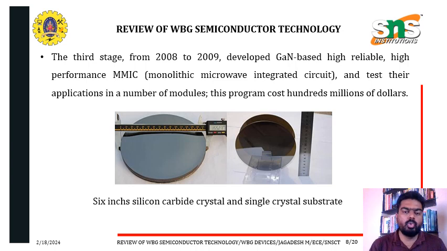The third stage, from 2008 to 2009, developed gallium nitride based high reliability, high performance MMICs, monolithic microwave integrated circuits, and tested their application in a number of modules. This program cost $100 million. A 6-inch silicon carbide crystal and single crystal substrate is shown in this slide.